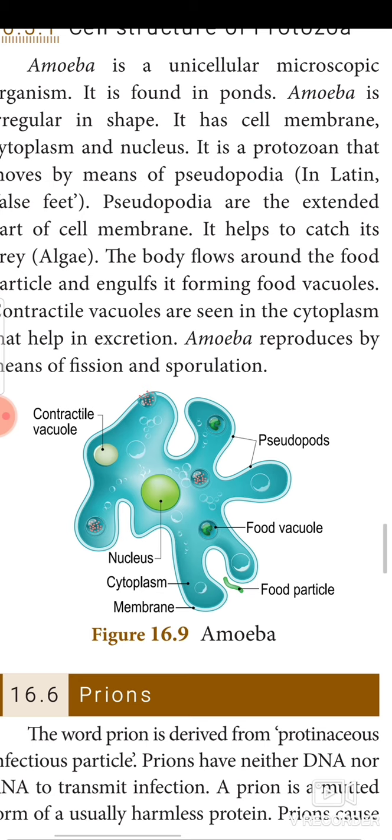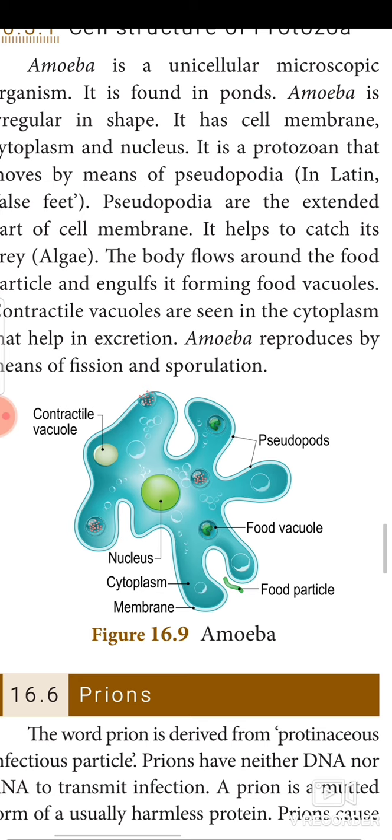Algae are the most important prey for this protozoa, amoeba. The body flows around the food particles and engulfs them, forming food vacuoles. Contractile vacuoles are seen in the cytoplasm, which help in excretion. So the excretion process is done through these contractile vacuoles. Amoeba reproduces by means of fission and sporulation.